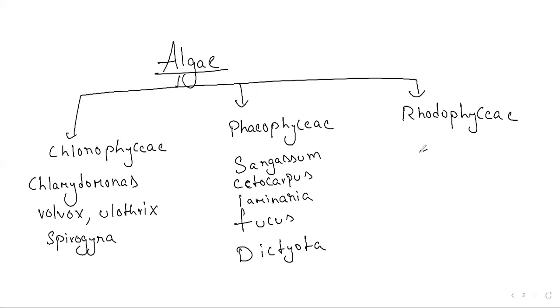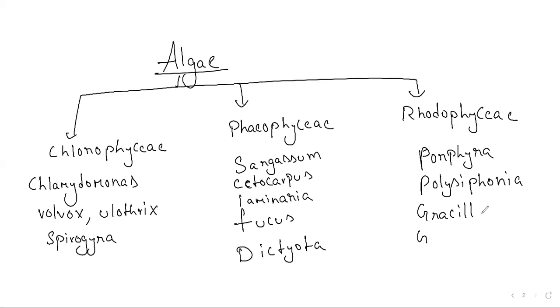And for rhodophyta, just remember PG. Porphyra, Polysiphonia, Gracilaria, and Gelidium. Okay, these are the examples you have to remember.